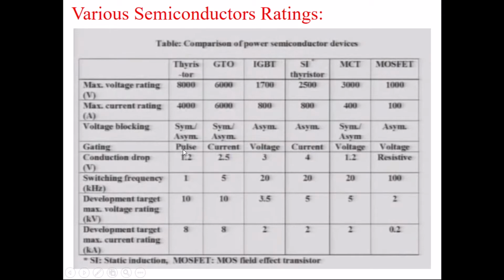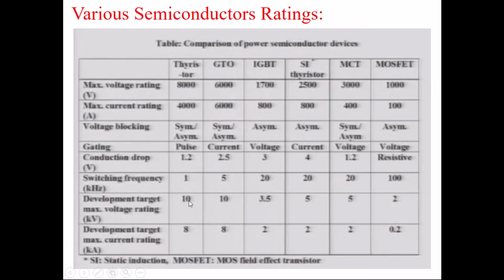Now gating: we know that by providing a gate pulse we can turn on the thyristor. GTO we can turn on by providing a current pulse, IGBT by voltage, SI thyristor by current pulse, MCT by voltage and MOSFET also by voltage. Then you can see the conduction voltage drop and switching frequency of all these devices. Then, for the development target in the future, the maximum voltage rating for the thyristor is 10 kV and for GTO 10 kV. So in future it may be possible that we can use GTO or IGBT as a switch in the HVDC converter.